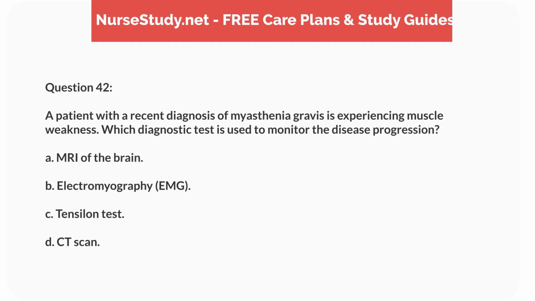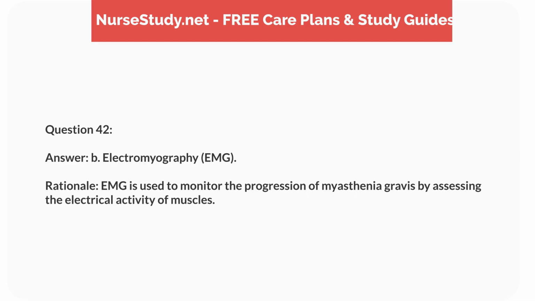Question 42. A patient with a recent diagnosis of myasthenia gravis is experiencing muscle weakness. Which diagnostic test is used to monitor the disease progression? A. MRI of the brain. B. Electromyography, EMG. C. Tensilon test. D. CT scan. Answer: B. Electromyography, EMG. Rationale: EMG is used to monitor the progression of myasthenia gravis by assessing the electrical activity of muscles.